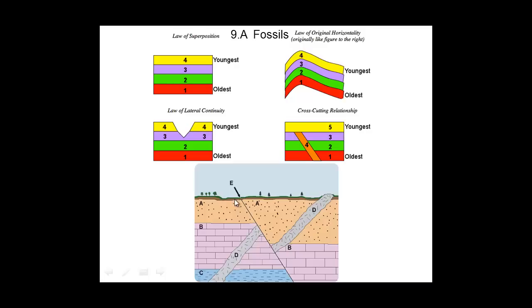But then we have the formation of this layer right here, and then we have the formation of E, which cuts across everything. So E is actually the youngest thing, except for maybe the streams or valleys that are eroding away this rock. But basically, in terms of the rock itself, E is the youngest thing in the picture.